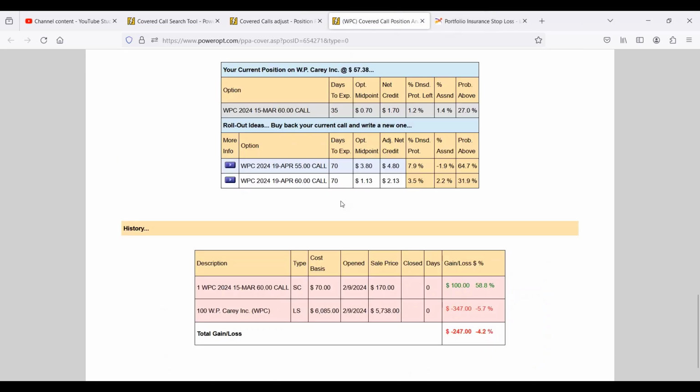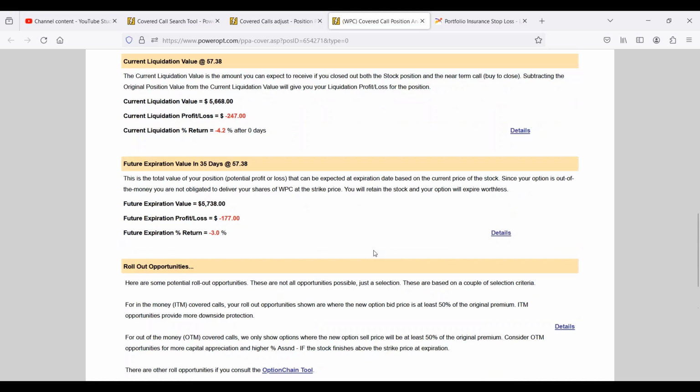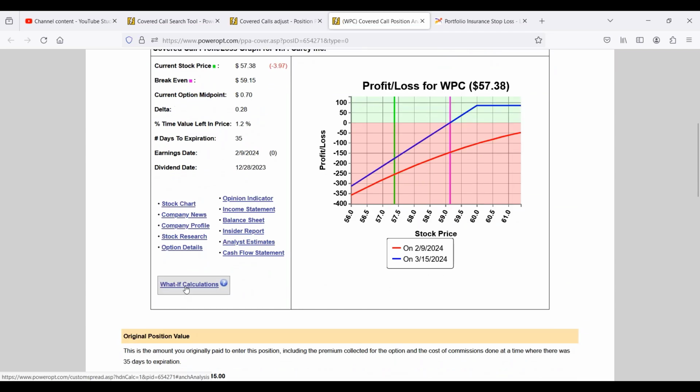Now, in the background, there is some programming that's done to find the rollout opportunities. We're only seeing 2 here. If I can lower this down to only a loss of 1.9% by going to the April 55 with an adjusted net credit of $4.80, could I maybe have a positive return if I went out further, to June or August or September or October? It's possible, but it doesn't like to show rollouts that far out because we want to keep it within a reasonable time frame. But if you had a rollout in mind that didn't appear and you want to see it, you can always do it manually.